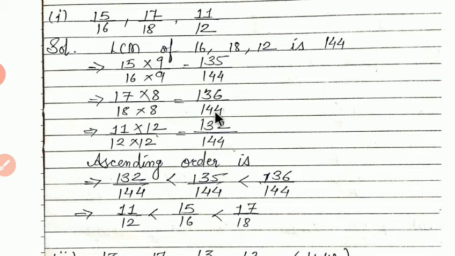Now using this, we have to arrange in ascending order. So first we will see the smallest number. The smallest number is 132 by 144. Now you can see that your denominators are equal. It means now we can compare. So first you will see the smallest numerator. The smallest numerator is 132.